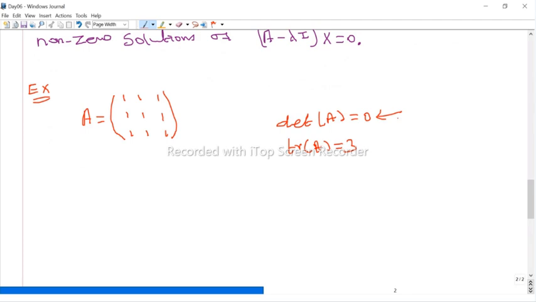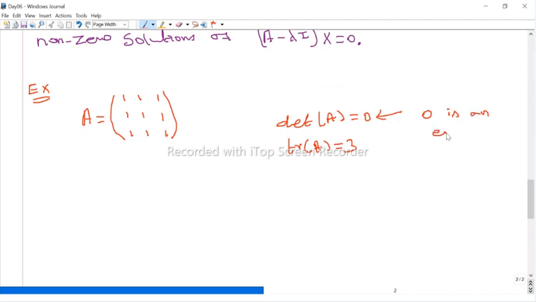Because the determinant is the product of the eigenvalues. The product is 0. Therefore, 0 means what? All the eigenvalues 0? And the sum is 3, sir. The sum is 3. Therefore, at least one eigenvalue is 0, but not all the eigenvalues are 0. Right? So, therefore, 0 is one of the eigenvalues.